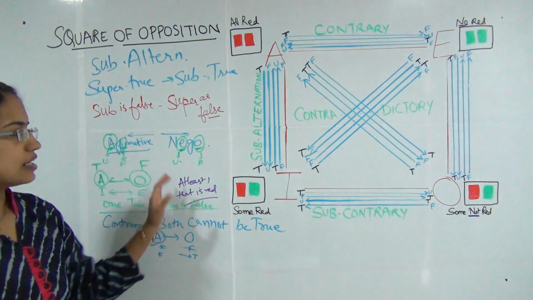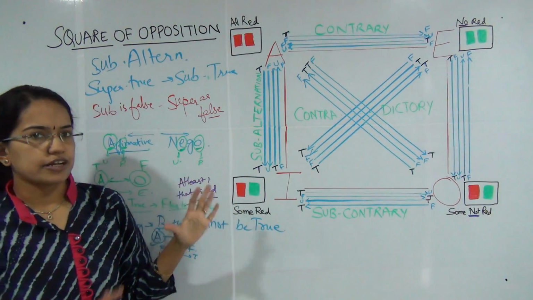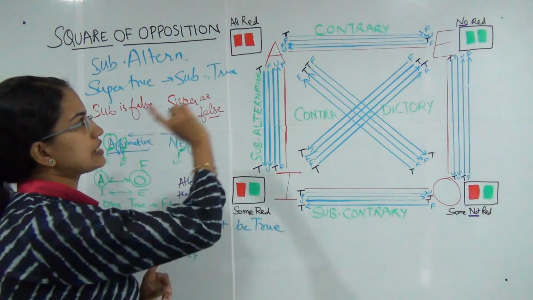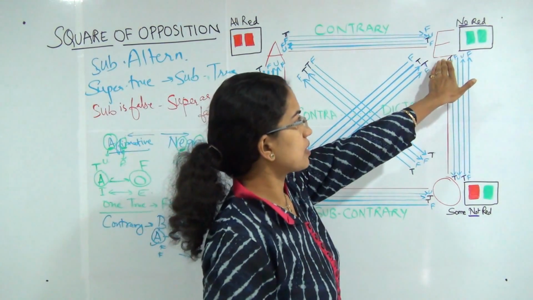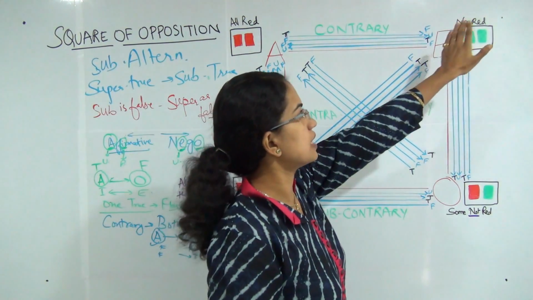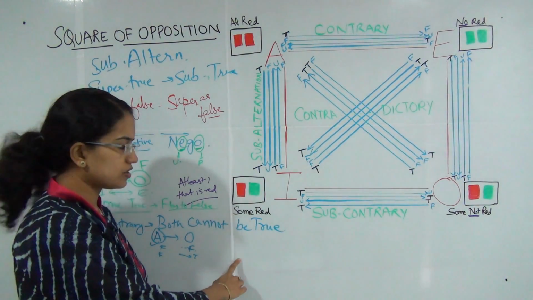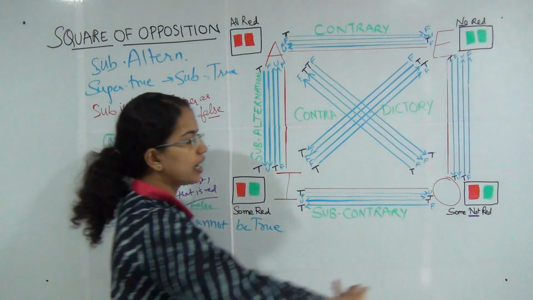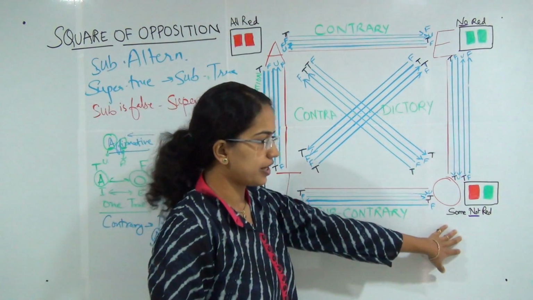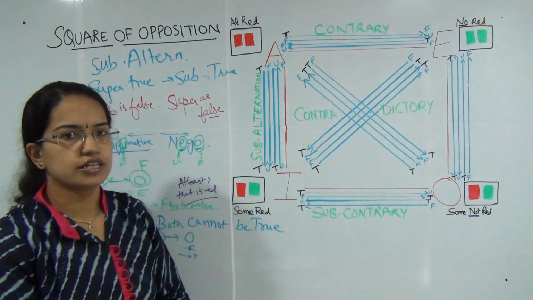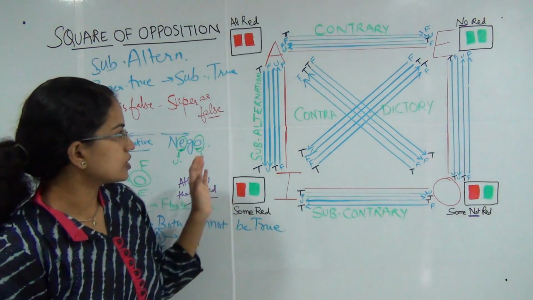So by this we understand the square of opposition. We have tried to simplify it just with a single statement that all blocks are red. Here it would become a negative for a universal set, that is no blocks are red. Here it would become a particular positive statement, so some blocks are red, and here it would be a particular negative statement, so some blocks are not red. So we have just tried to understand this concept by means of simple squares and blocks.